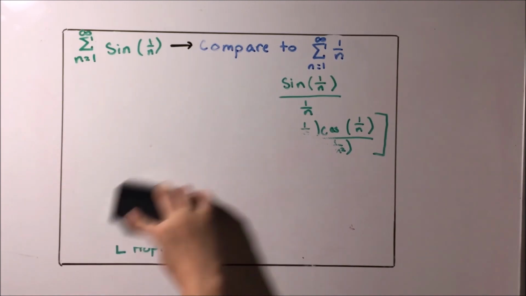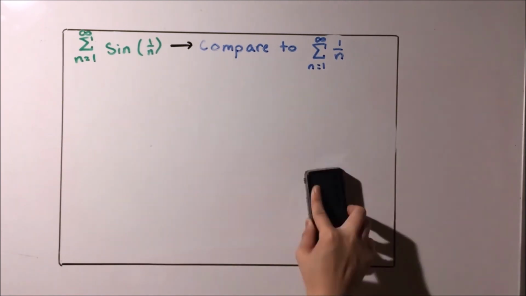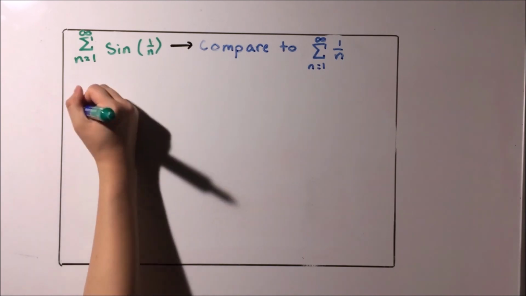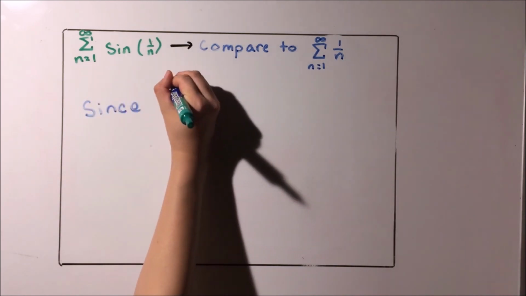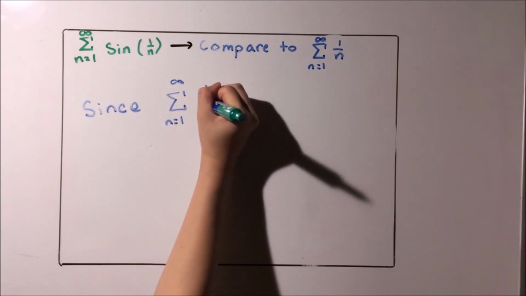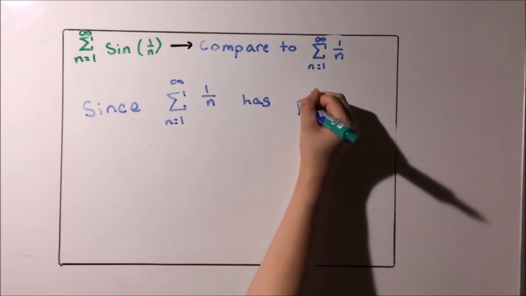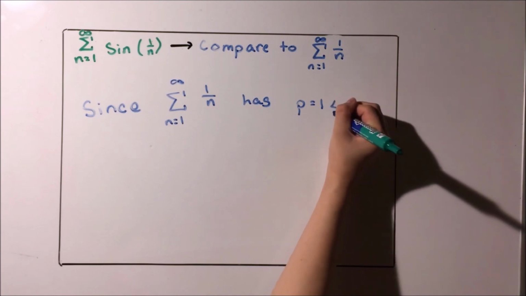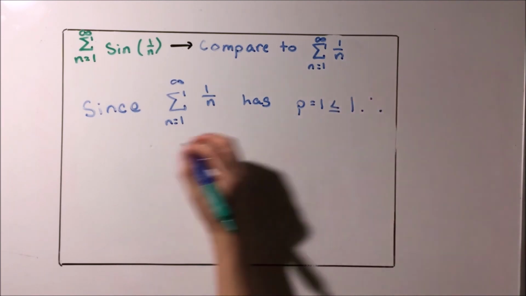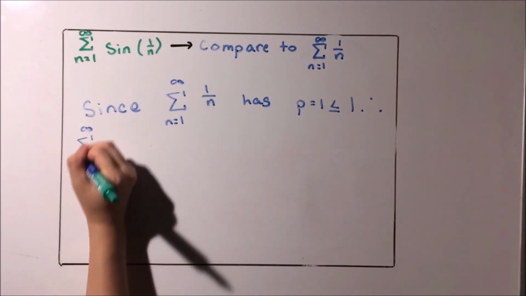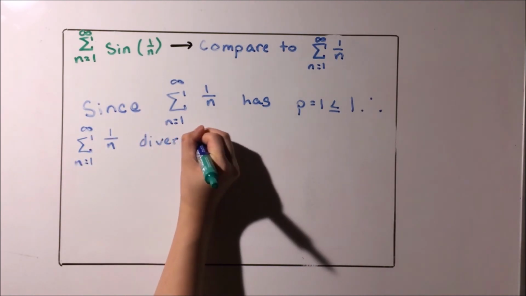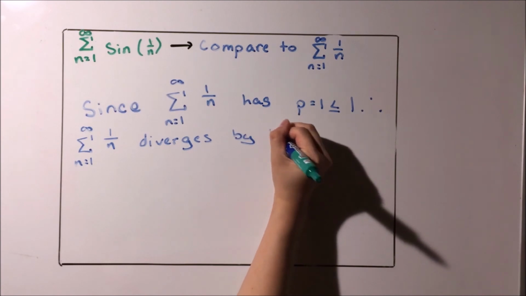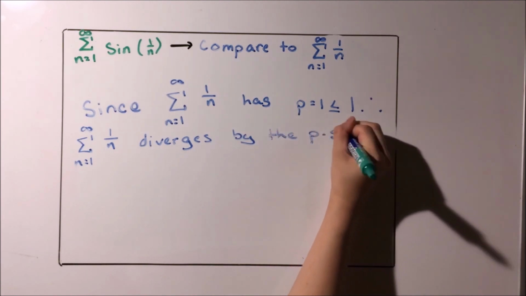Since we compared the series sine of 1 over n to the series 1 over n, and the series 1 over n diverges because it is a harmonic divergent series. Or we can find this by using the p-series test, because p equals 1, which is less than or equal to 1, therefore by the p-series test, the series 1 over n diverges, and therefore by the limit comparison test, the series sine of 1 over n also diverges.